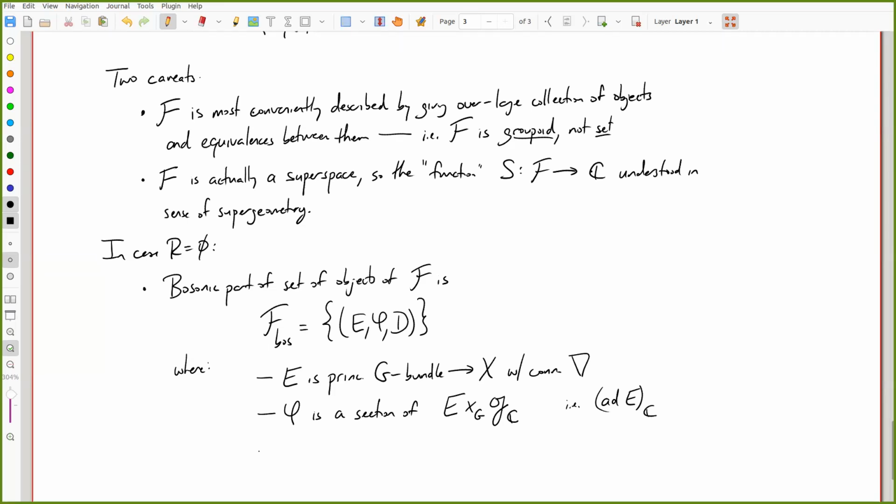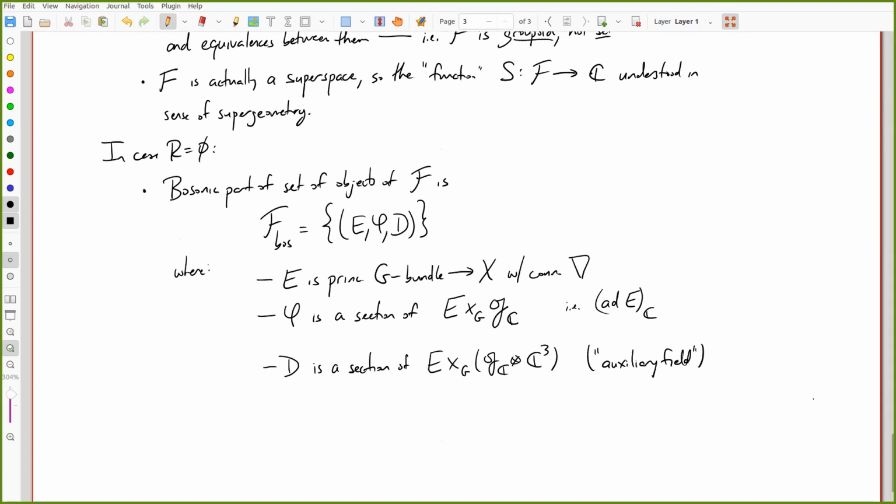Those are the two things that are important, but I didn't want to tell you a lie. I also have to say that there's this object D, which plays a relatively trivial role. It's also a section of an adjoint valued thing. If you want to learn about it, the buzzword is that it's called an auxiliary field. Okay, so that's our set of objects that we're supposed to integrate over.